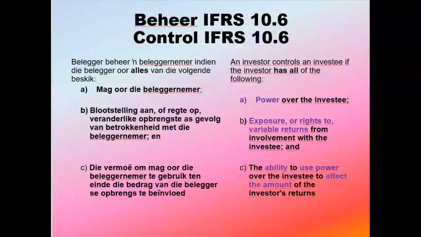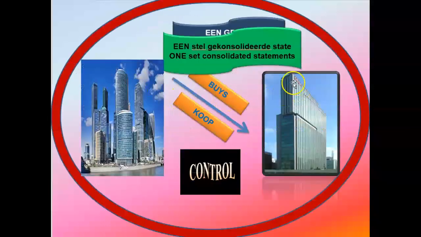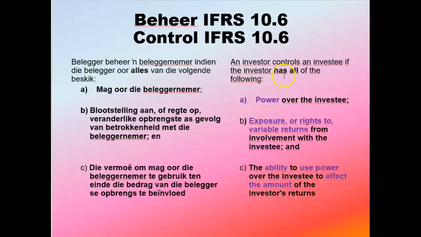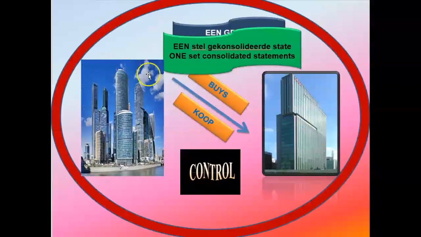So let's have a look at that again. It says, I have power over the investee. I can tell him what to do. I have exposure or rights to variable returns from the involvement with the investee. Once you sell those shoes, I want my portion of that sales, of that income, that profit as well. I have the right to receive that. And then I have the ability to use my power to affect the amount of the investor's returns.